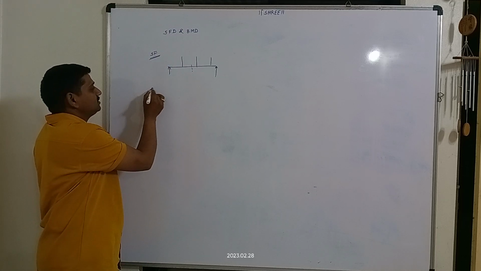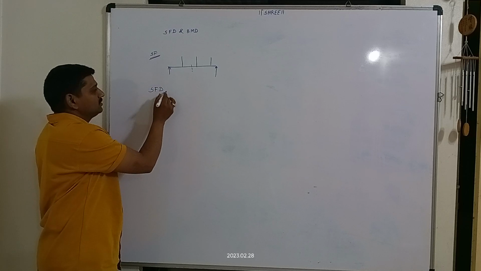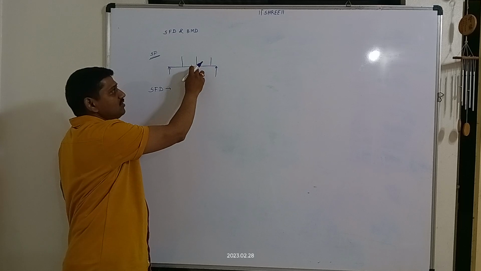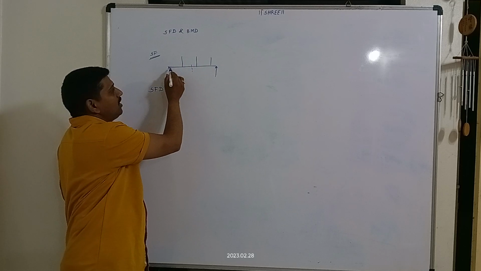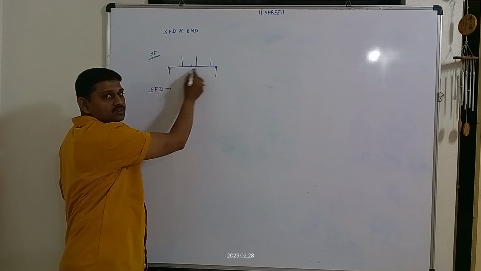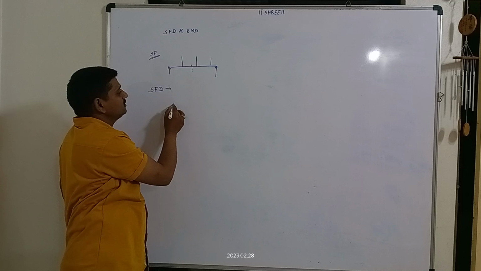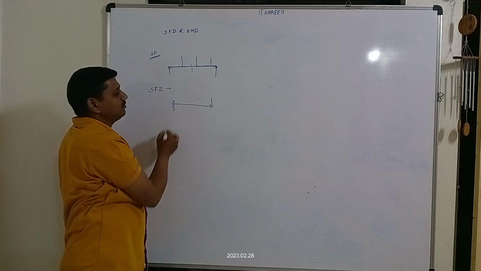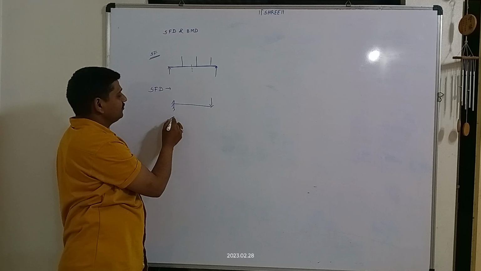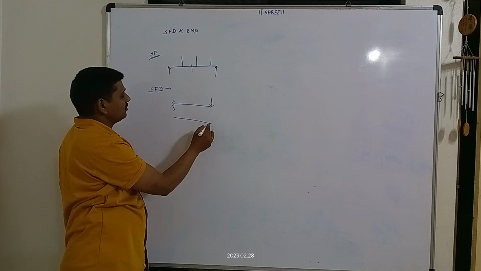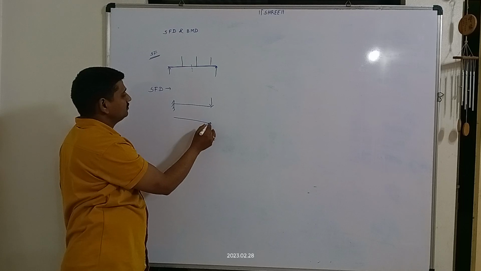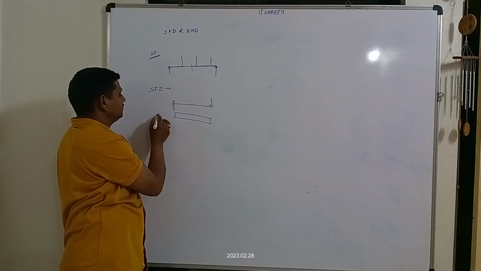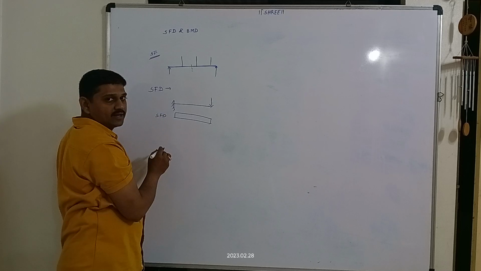And what is meant by shear force diagram? The diagram which shows the variation of shear forces along the length of the beam. That is called as shear force diagram. For example, the cantilever beam is there. If we draw the shear force diagram for that, it will give this type of nature. This is called as shear force diagram.